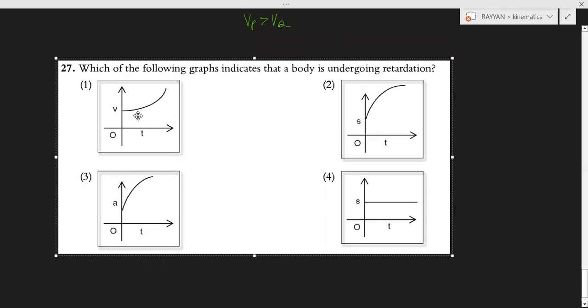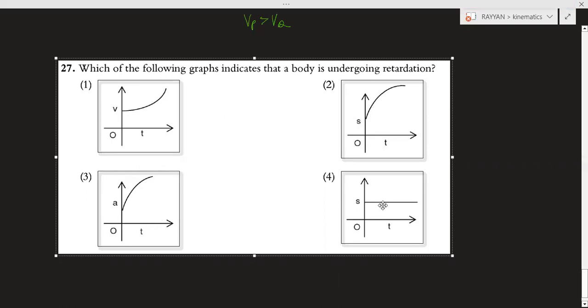So here the velocity is increasing with time, so this is not the case of retardation. Now here you can see this is an acceleration time graph. From the acceleration time graph we cannot get any information about retardation. Here with time the acceleration is increasing, but we cannot say that it will be a condition of retardation. So this is not correct.